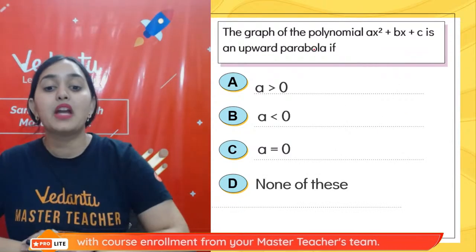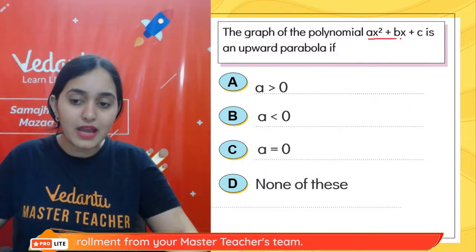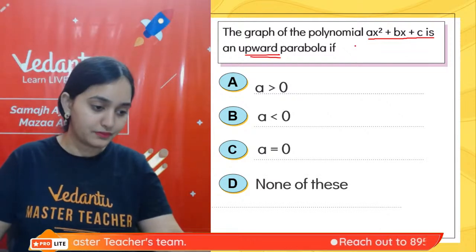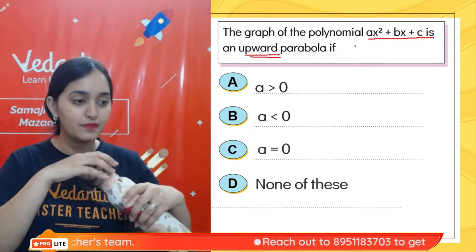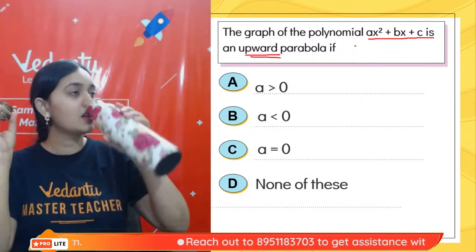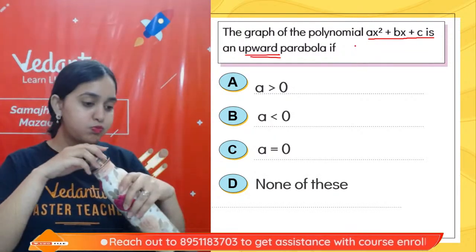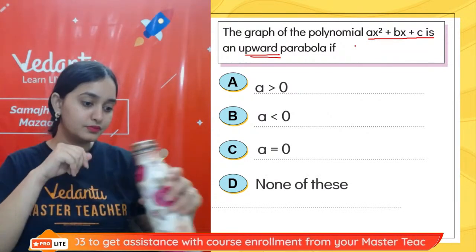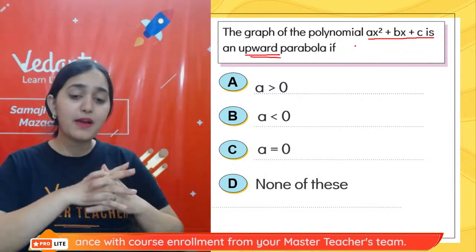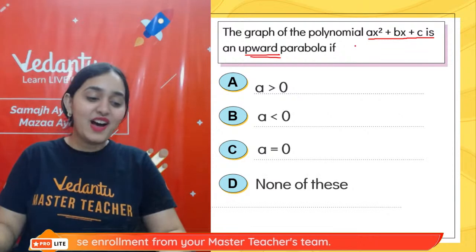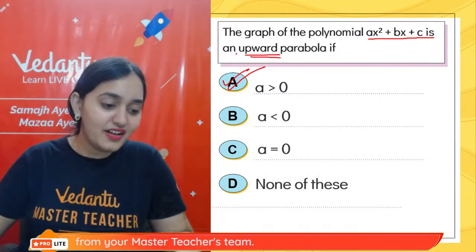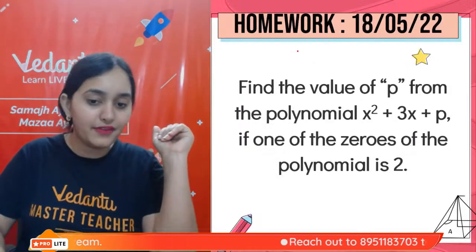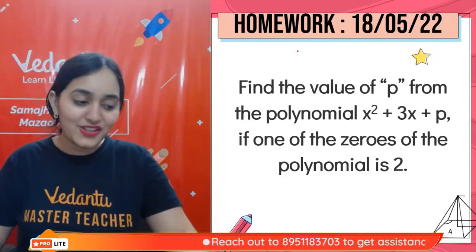Right? Next. The graph of the polynomial ax square plus bx plus c is upward parabola if dash. Upward parabola is option A. Very good. Absolutely right. A greater than 0 will be upward parabola graph. Correct.